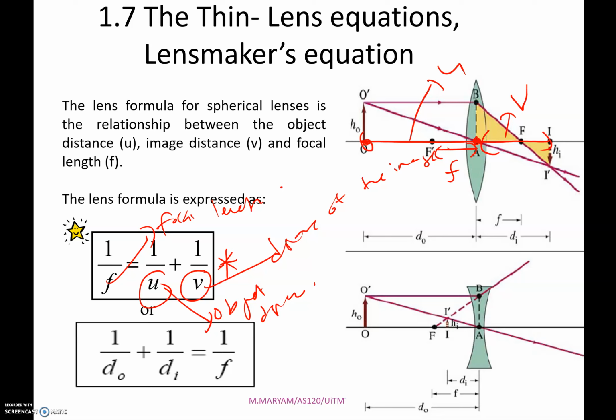Or there is another equation that you can use, which is 1 over f is equivalent to 1 over do plus 1 over di. So what will be the difference? Do will be the distance of object. Di will be the distance of image. The only difference between these two equations is the symbol. You can use u and v, or you can also use do and di, whichever is easier for you.